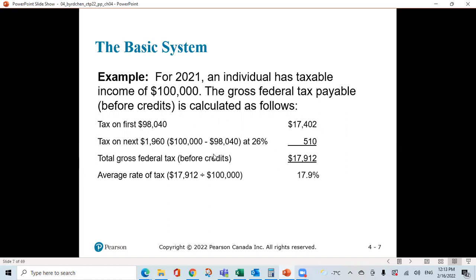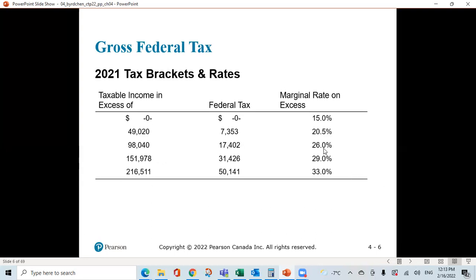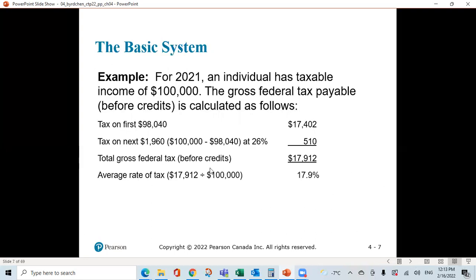And next, use your total taxable income, $100,000, and deduct the second bracket, $98,040. So that is $1,960. That will go to the higher tax bracket, the 26%. That is $510. Now the total gross federal tax before credit will be $70,402 plus $510. The total is $70,912. The average tax rate is 17.9%. So that is how you calculate your federal tax payable.